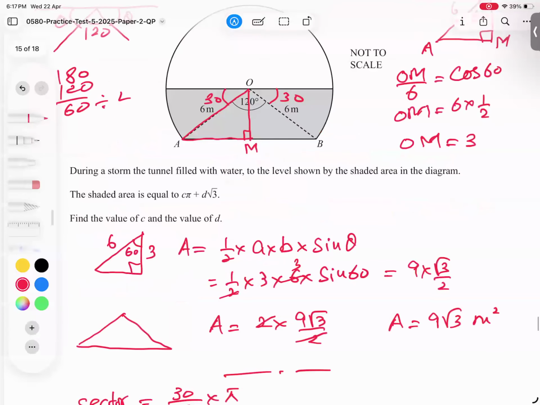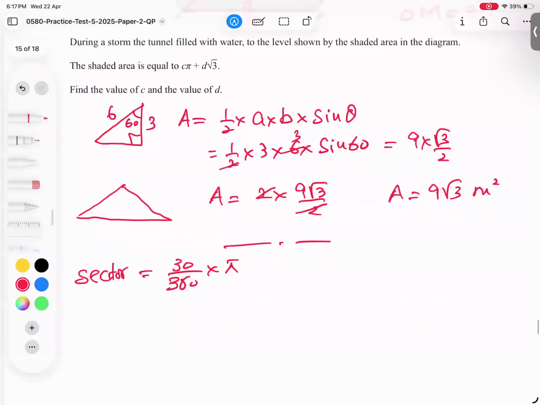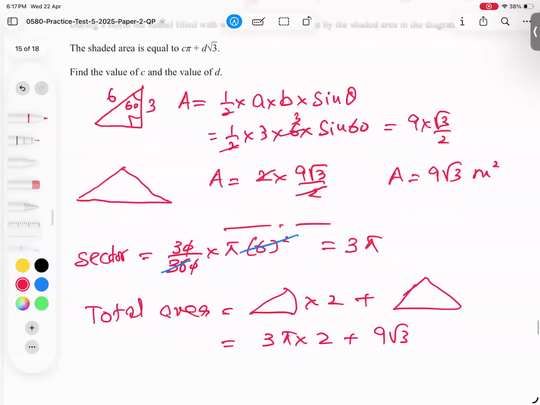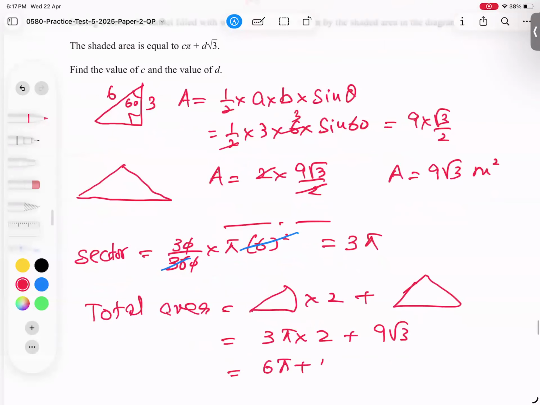And what is the radius? 6. 0, 0 cancel, 6 square is 36 and this 36, they will cancel completely. And I got from here 3 pi. But there are 2 sectors, okay? So total area I'm finding now. Sector area multiply by 2 and plus complete triangle area. So sector is 3 pi into 2 and 9 root 3. And then I got finally 6 pi plus 9 root 3.